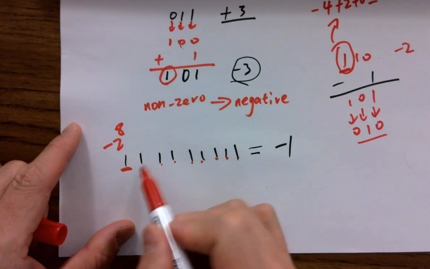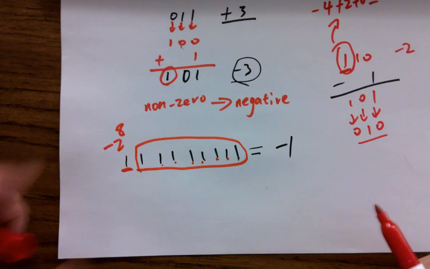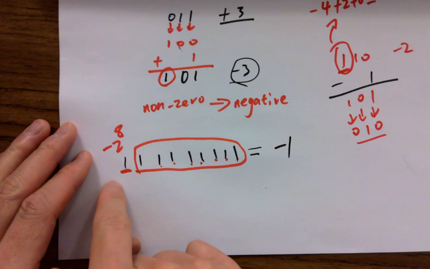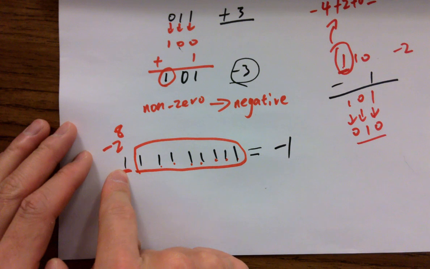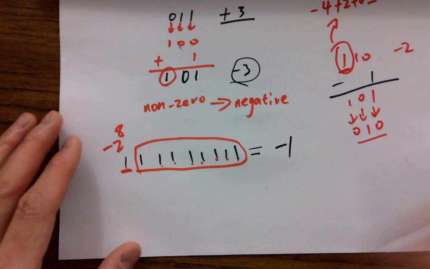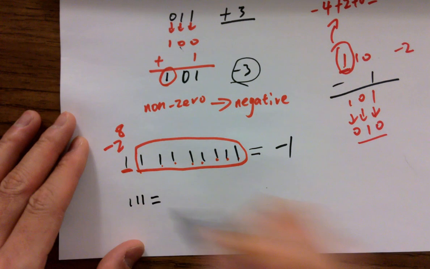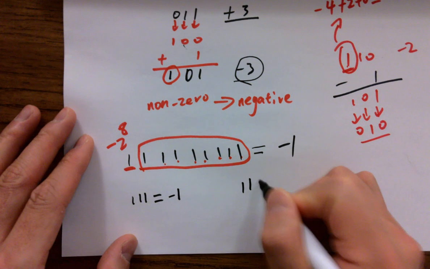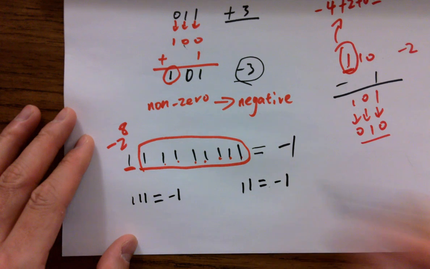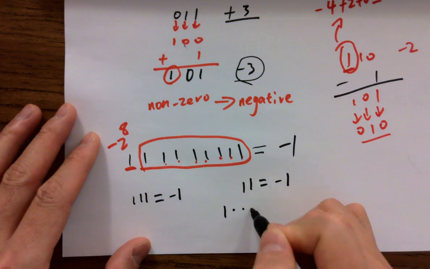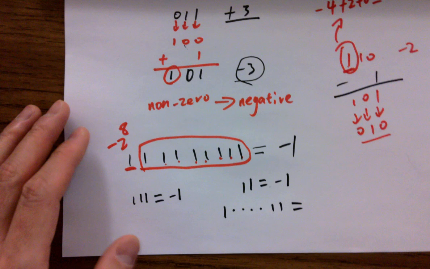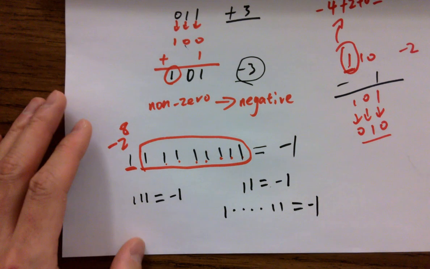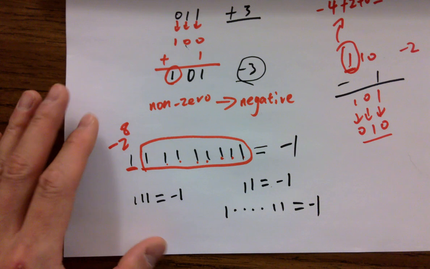All the rest are positive, and added together, it's just one less than whatever this absolute value is. Eventually, no matter how many ones you have, what is this? That's -1. What is this? It's also -1. Like a million ones. Still -1 in 2's complement.